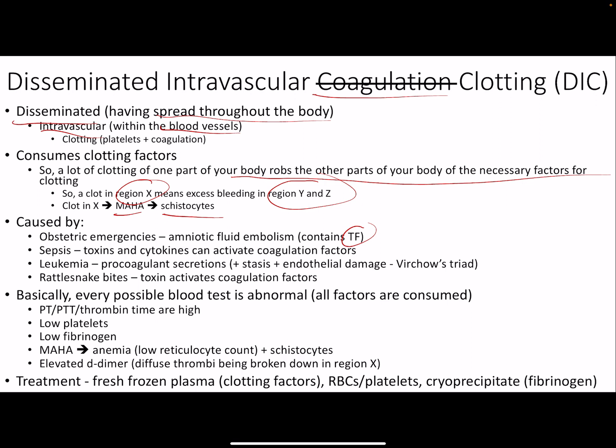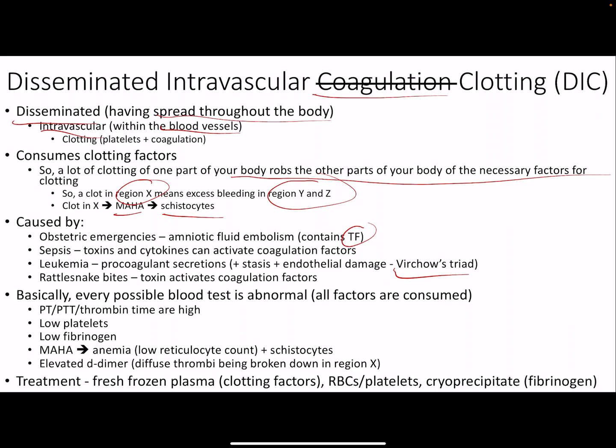coli toxins can activate coagulation factors. Leukemia, we'll see this when we talk about Virchow's triad. Various types of cancers can produce molecules which are pro-coagulation. Rattlesnakes, randomly, their venom can precipitate coagulation. It can activate coagulation factors.